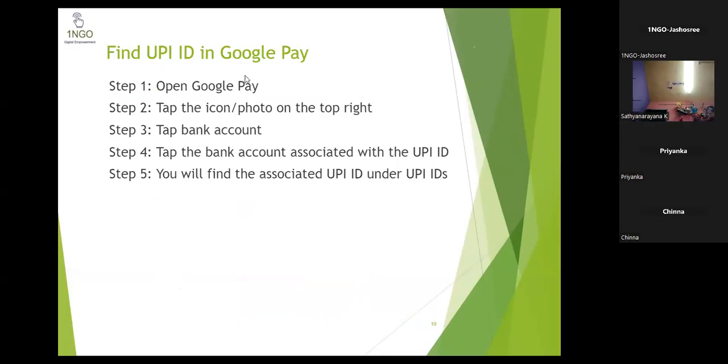Find UPI ID in Google Pay. How to install Google Pay, how to find the UPI ID. I think some of you are using Google Pay, right? I think everyone is using Google Pay, PhonePe. Open your Google Pay, tap the icon at the top right side. You can find your photo or blank image. Click on that. You can tap the bank account associated with the UPI ID.